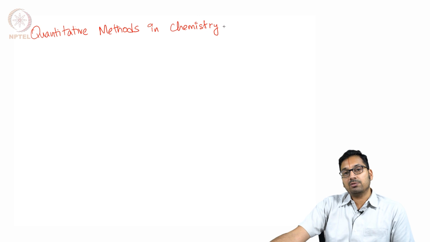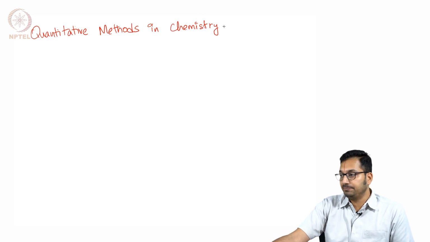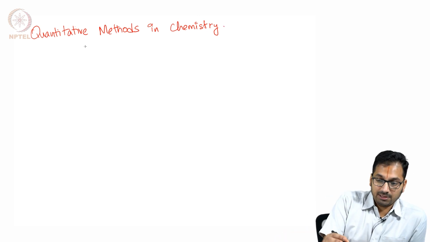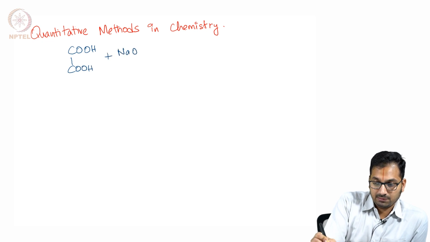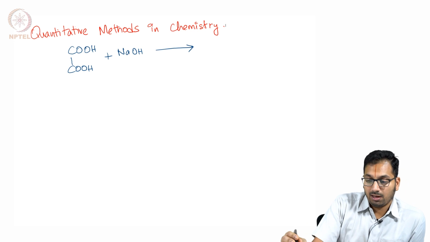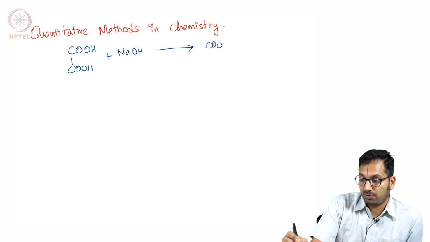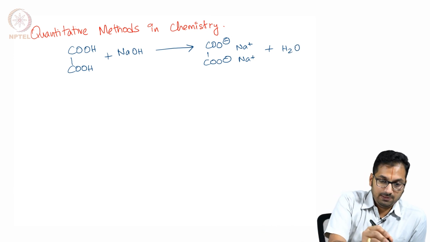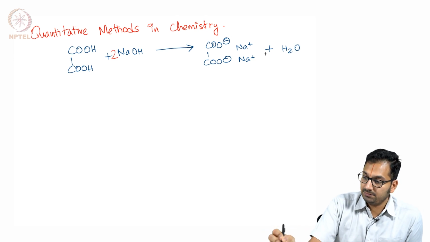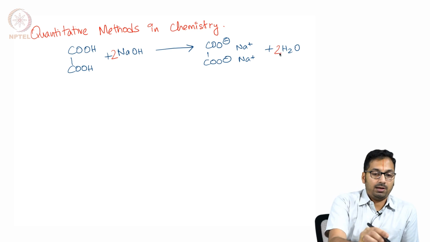So in order to do this, why don't we start with an example. Let's take the example of something that we have done quite regularly in the initial part of this lecture. Let's talk about oxalic acid neutralization with sodium hydroxide. So you're going to form oxalates and then water. Needless to say, you will have to balance the equation. That will end up becoming like this.